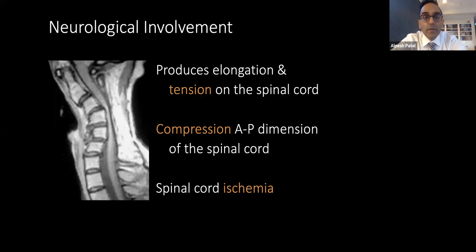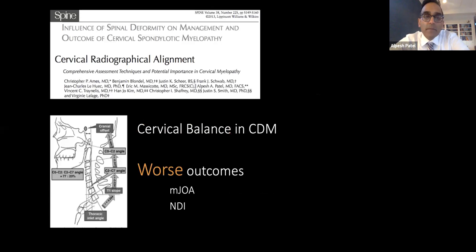So one impact could be neurological involvement. We know some individuals with deformity will present with myelopathy, right? And myelopathy may come about because of tension and elongation on the cord. We know there's also the potential for some front-to-back, or A to P, compression on the cord. And then also this thought of ischemia, right? These folks have a little bit of a tenuous blood supply to their cord, and might kyphosis make that worse? So there's the neurological presentation.